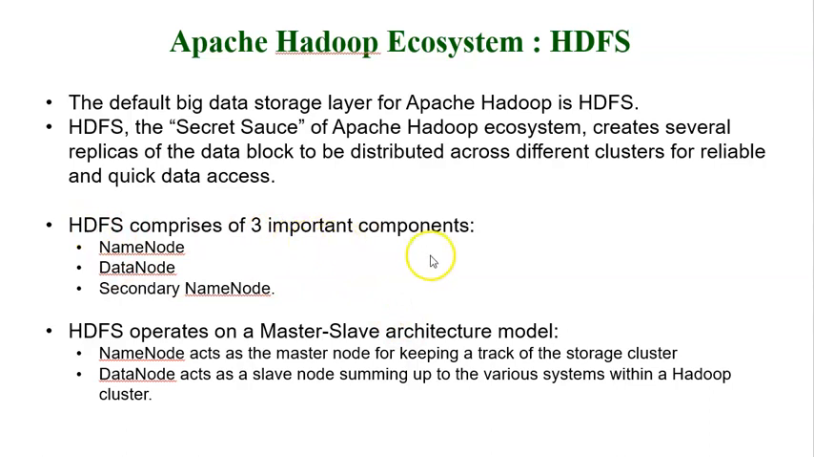HDFS has three main components: the name node, the data node, and the secondary name node. The architecture of this distributed storage system is based on the master-slave scheme. It means some of its components run as the master and others run as the slaves. In detail, the name node acts as the master node, and the data nodes act as the slaves.